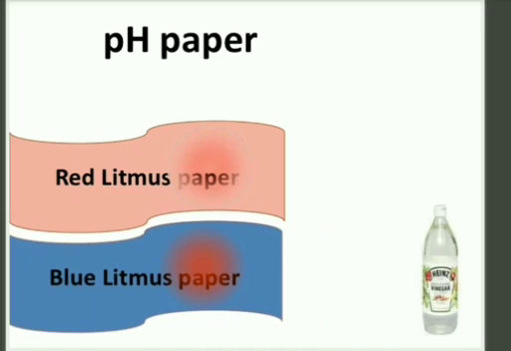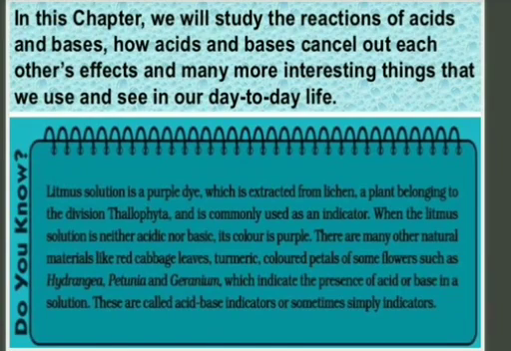Now see, we can prepare pH paper also. pH means potential of hydrogen or power of hydrogen. Okay, and this paper is also called a universal indicator. Many solutions can be checked for their nature by this pH paper.